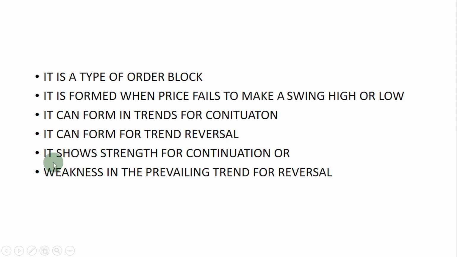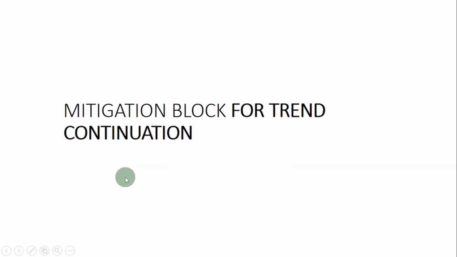It shows strength when formed in a trend for continuation, and then when it forms for reversal, it shows weakness in the underlying trend. That the underlying trend is getting weak and price is about to reverse. So let's look into mitigation block for trend continuation.